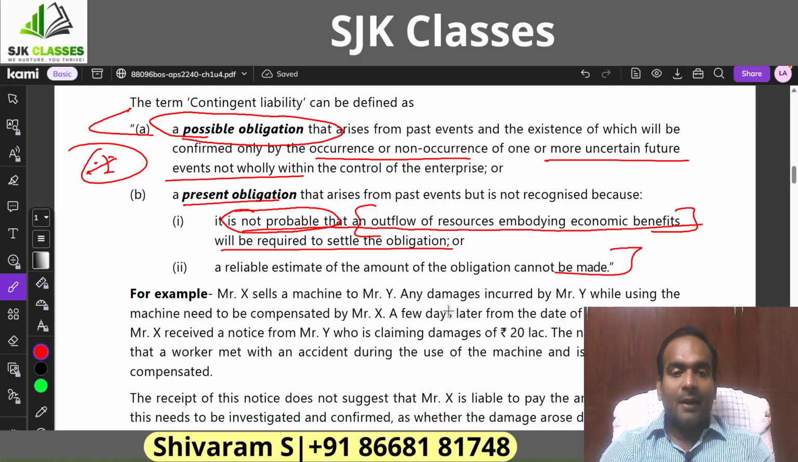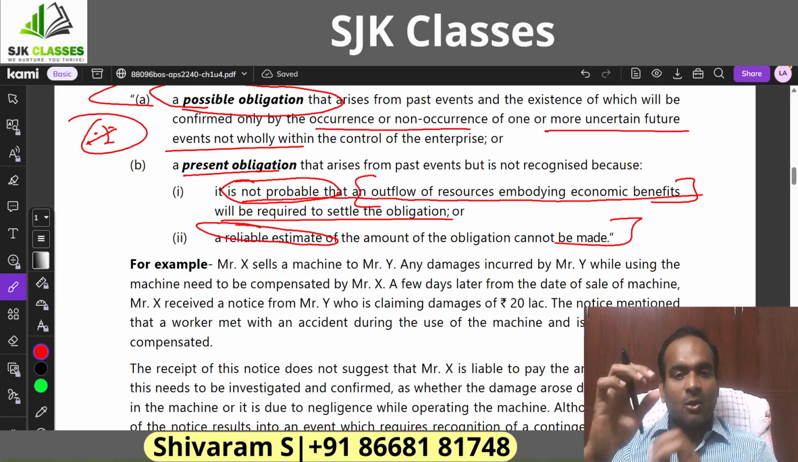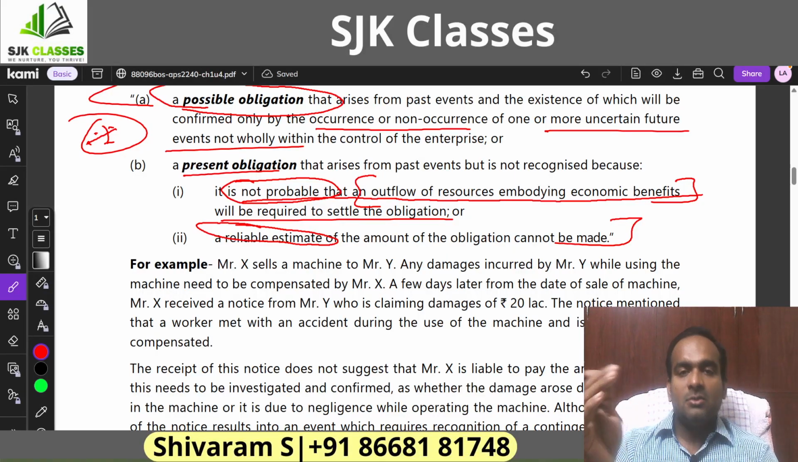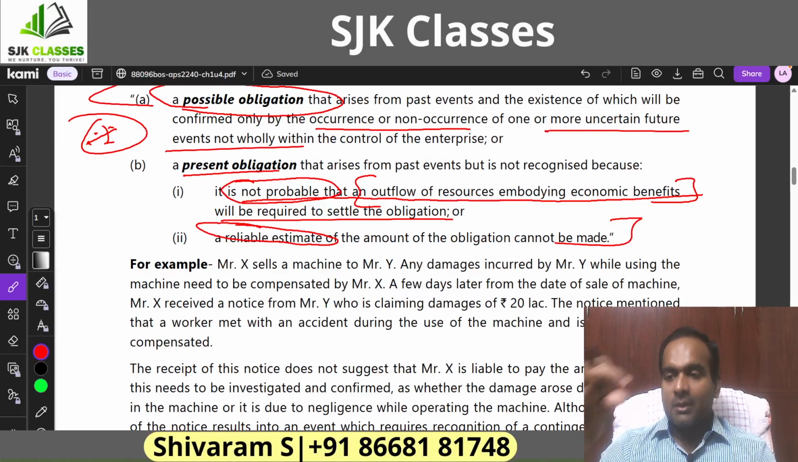or a reliable estimate of the amount of the obligation cannot be made. So we are unable to estimate what will be the amount we have to pay in the future. If we lose the case, what I have to pay, we are quite uncertain about the amount. In those cases also, we will call it a contingent liability. So the case is going on, but we are not sure about the quantum of damages we have to pay. So in that scenario also, we call it a contingent liability.